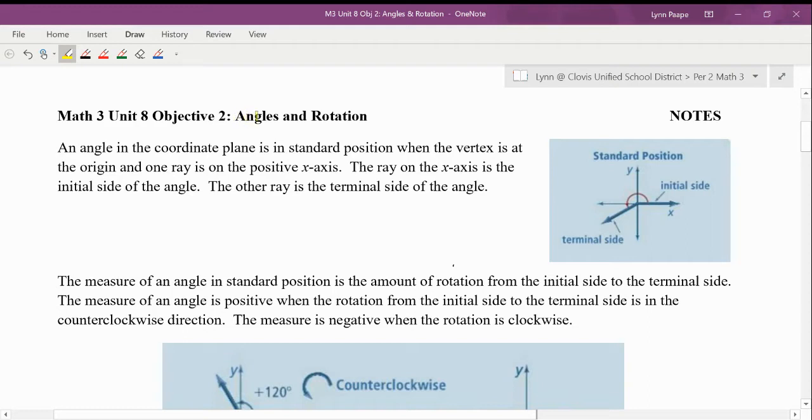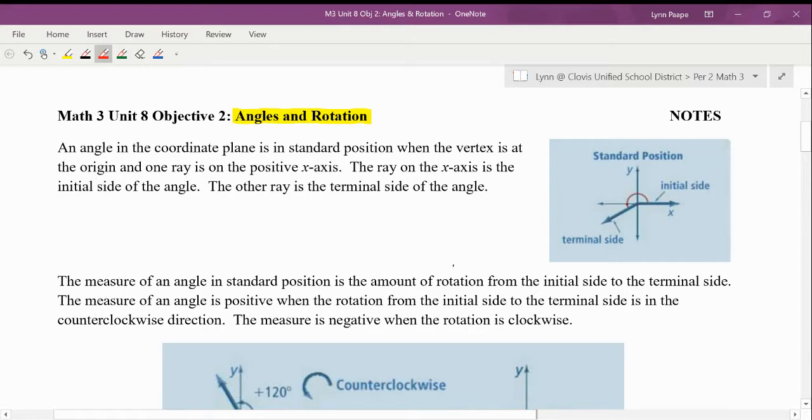We are going to be looking at angles and rotation. If you don't know your special right triangles or the ratios, like SOHCAHTOA, make sure you have out your Objective 1 notes as well when we go over this. One of the things we're going to look at is how we define an angle in a coordinate plane. In particular, we're going to be talking about rotations of angles, and we need to make sure we understand what each of those pieces means.